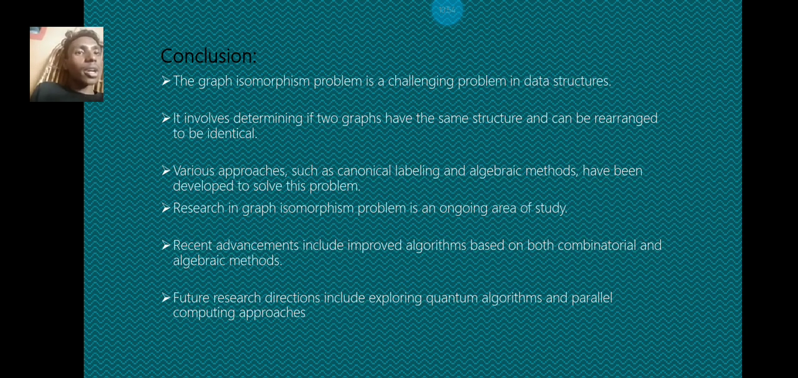Now we will see the conclusion. The graph isomorphism problem is a challenging problem in data structures. It involves determining if two graphs have the same structure and can be rearranged to be identical. Various approaches such as canonical labeling and algebraic methods have been developed to solve these problems. Research in the graph isomorphism problem is an ongoing area of study.